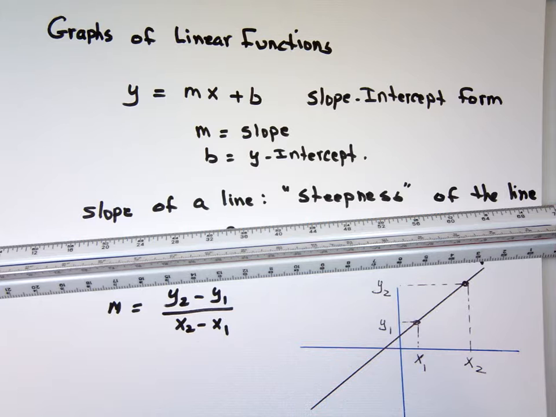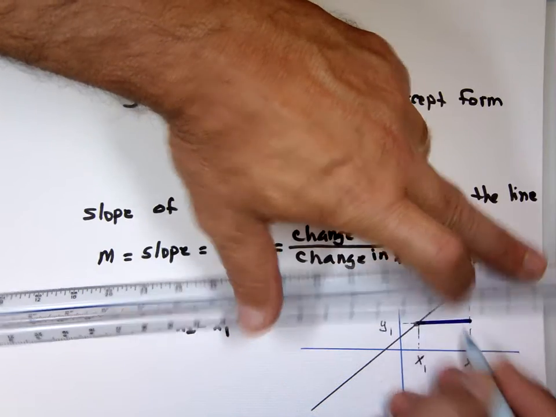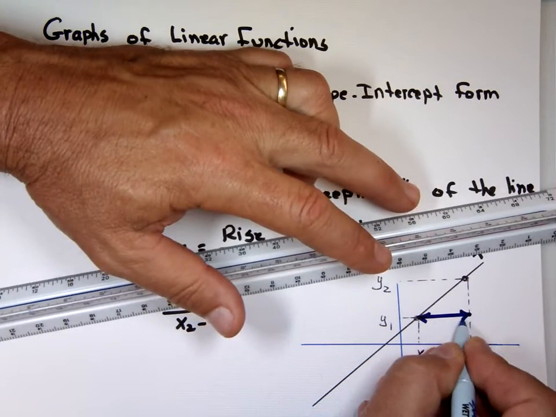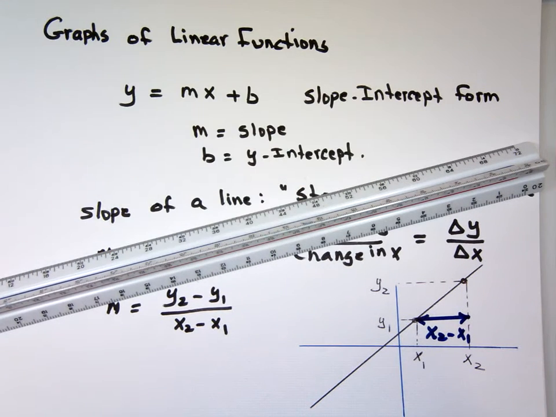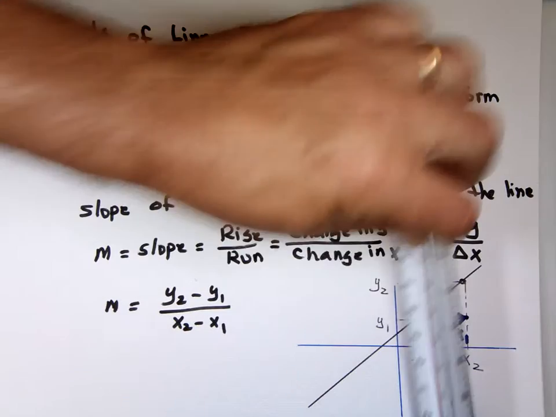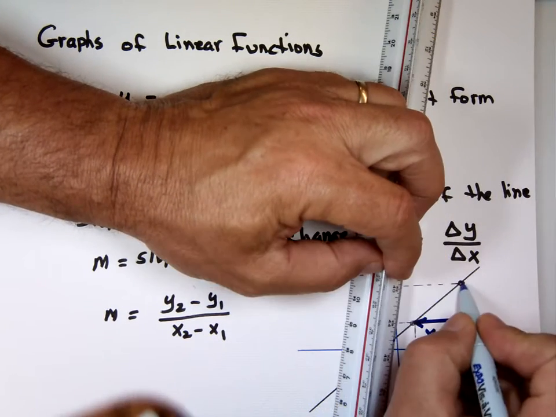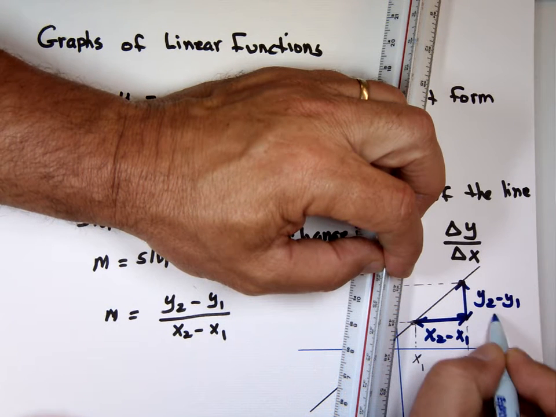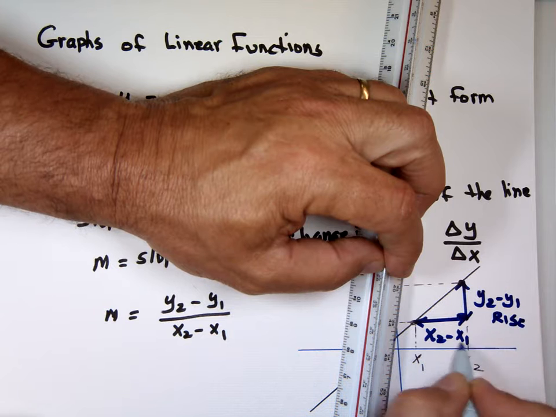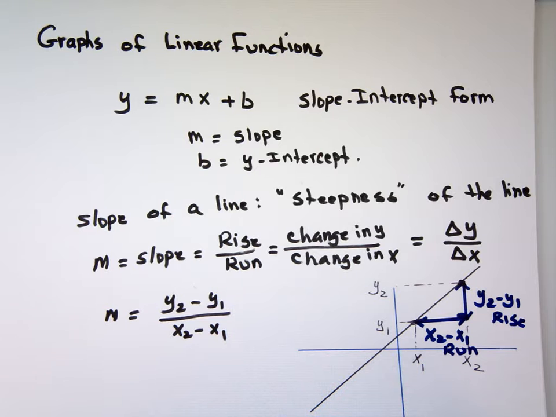So that little distance right there is x2 minus x1. That's your run. And that little distance right there is y2 minus y1. That's your rise. The rise over the run.